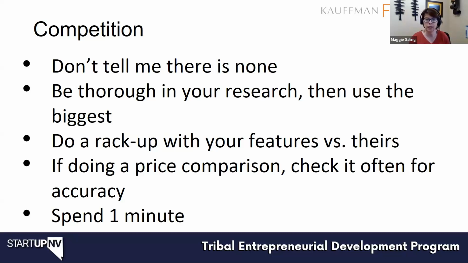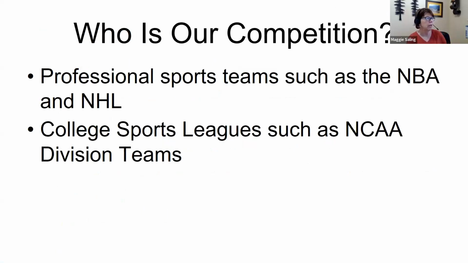So once again, we have a poor example. This is an actual slide that came in a deck to us, and they're saying, okay, who is the competition? All professional sports teams, such as the NBA and the NHL, and then also college level sports teams. This company wanted to create a brand new sporting event for sumo wrestlers, and so they were comparing themselves to all of the established sports that are out there.